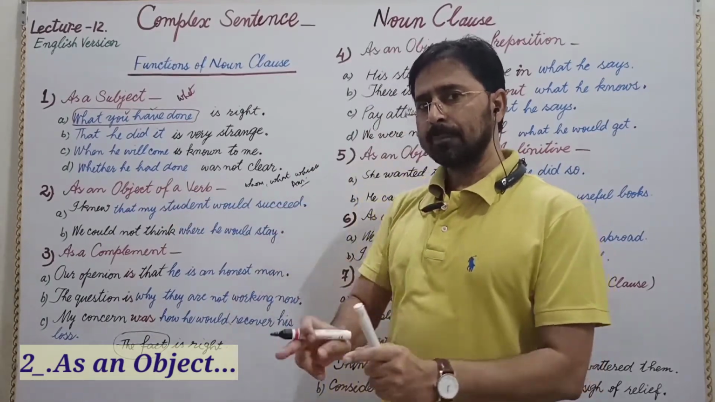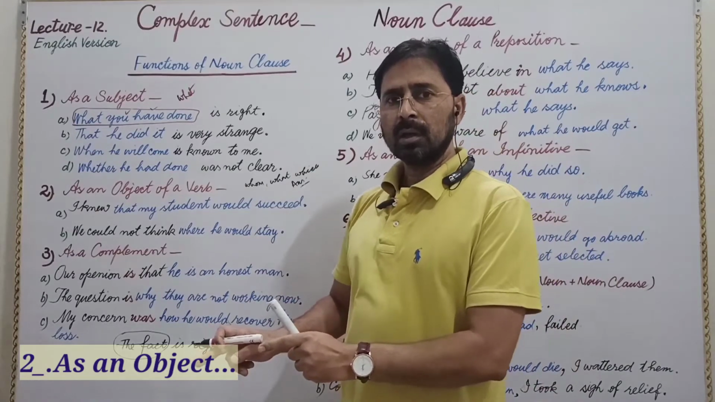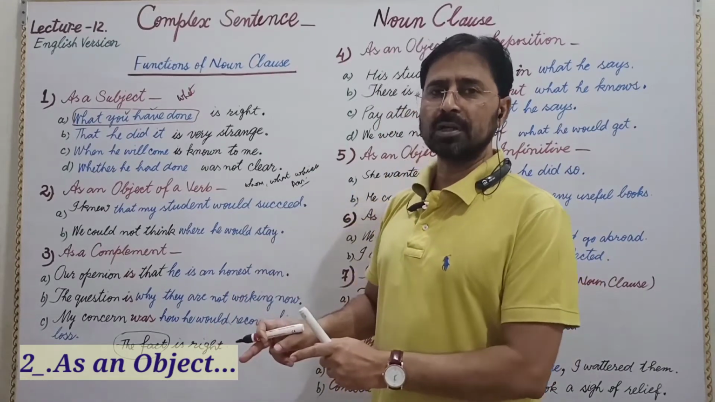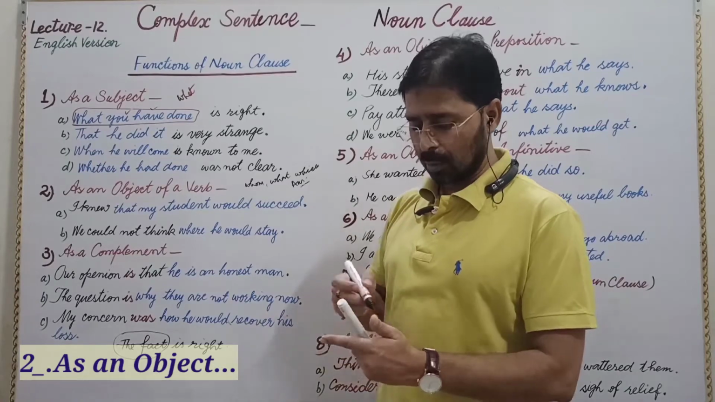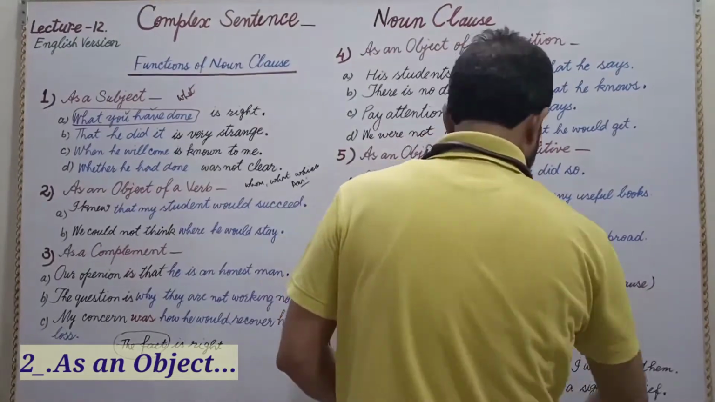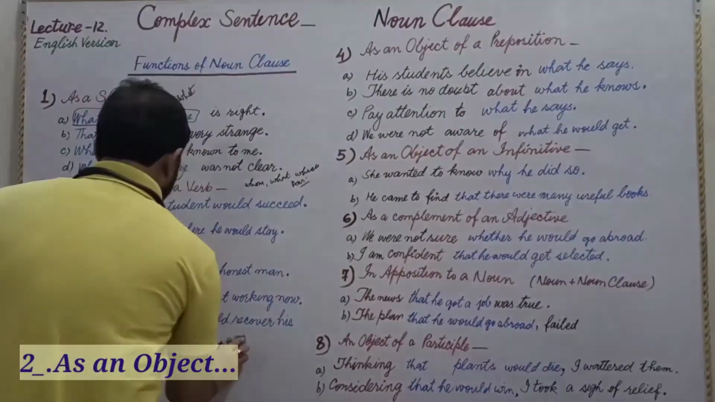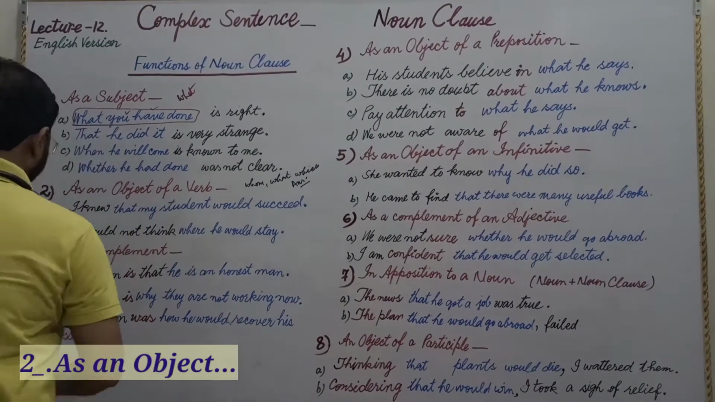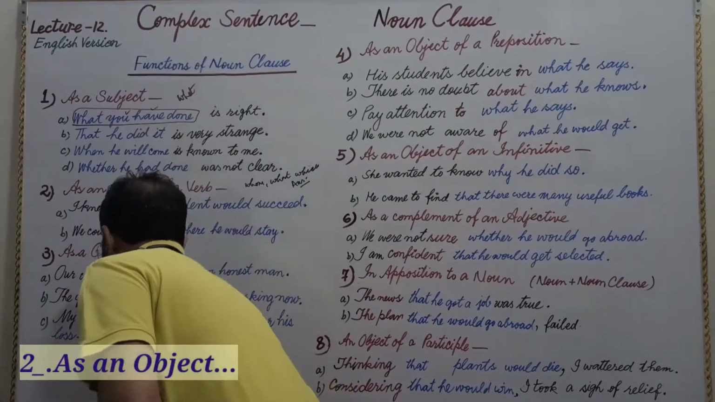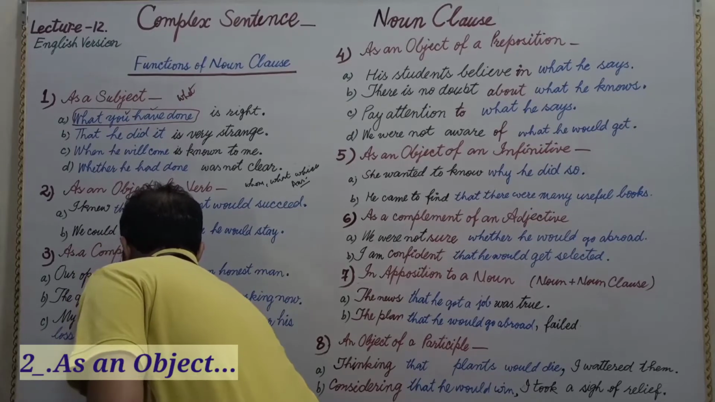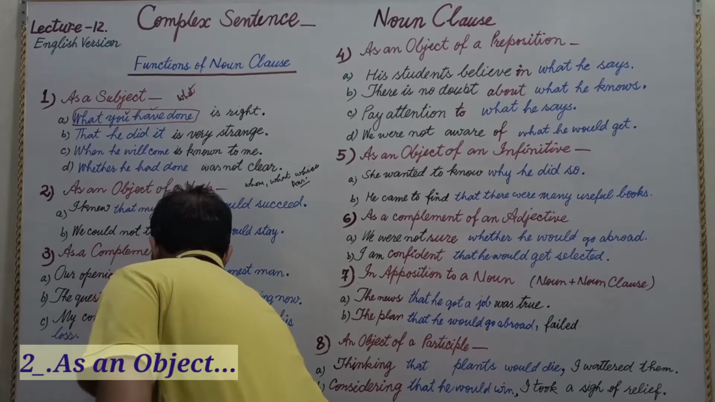And a noun clause can be used in the place of an object. Because a noun is used in the place of an object, so is a noun clause. Let's see here. We have a new example: I knew this fact.